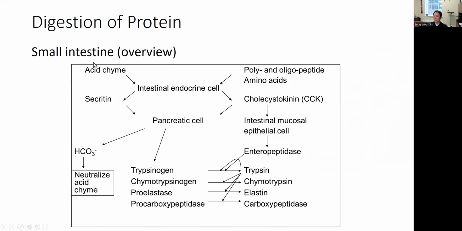Acid comes from the stomach and stays in the lumen of the duodenum.